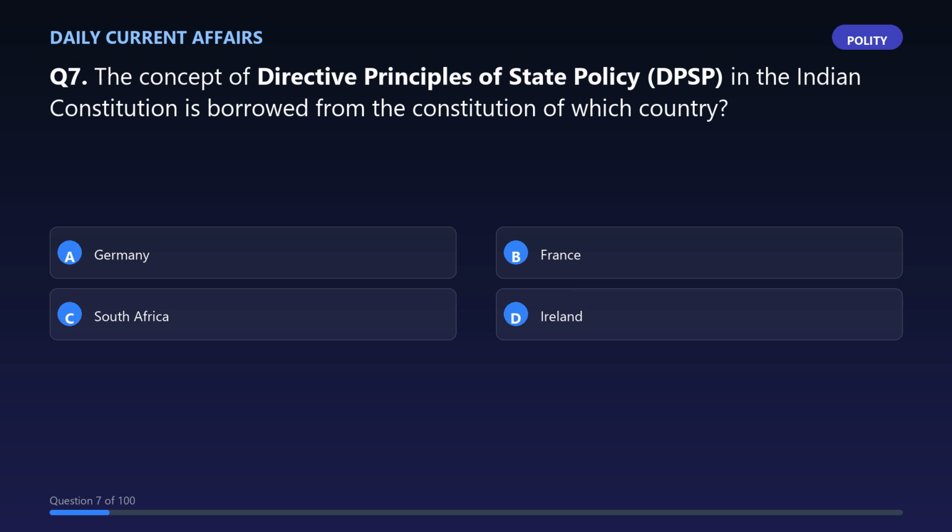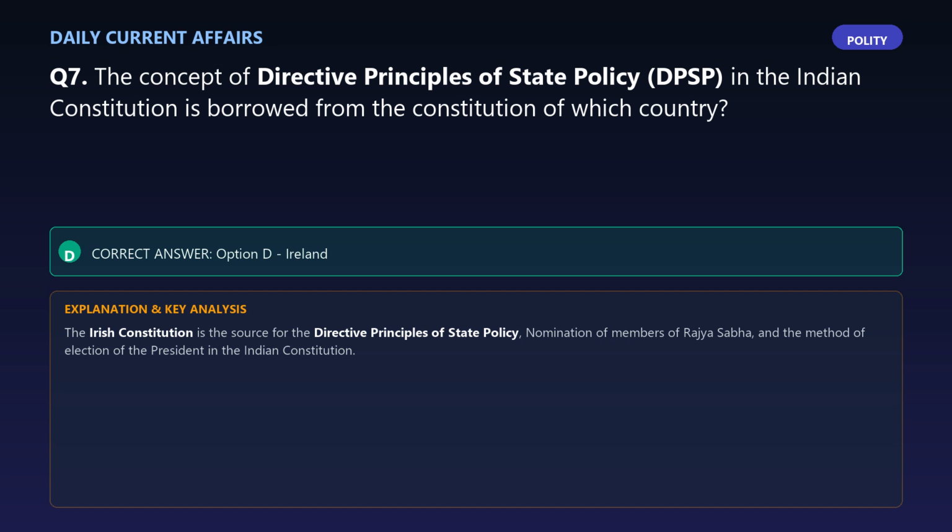Question 7. The concept of Directive Principles of State Policy, DPSP, in the Indian Constitution is borrowed from the Constitution of which country? The correct answer is option D, Ireland. Explanation: the Irish Constitution is the source for the Directive Principles of State Policy, nomination of members of Rajya Sabha, and the method of election of the President in the Indian Constitution.